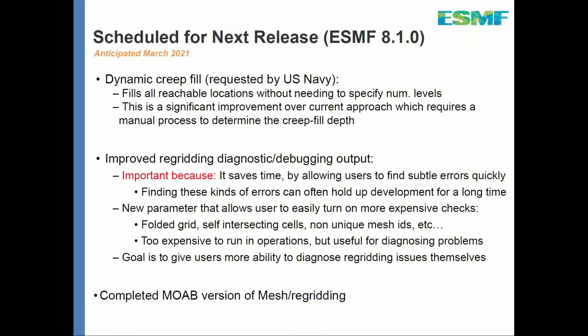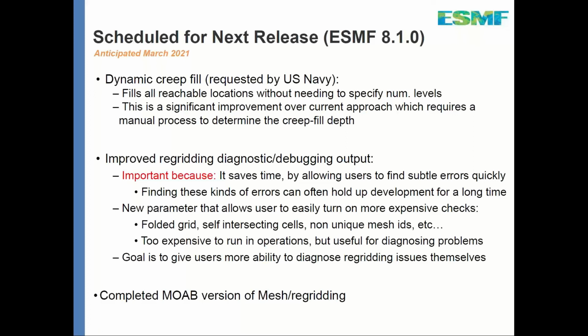Okay, and so beyond the stuff I've talked about, there are some other things we expect to come out in the next release. I talked about creep fill, and right now what you do is specify a number of levels to creep outward. The problem is it's sometimes not obvious how many you want to creep outward. So we want to add a version where you can just say creep as far as you can, and the creep fill will just crawl through the mesh and do reachability to find any unmapped points that it can.